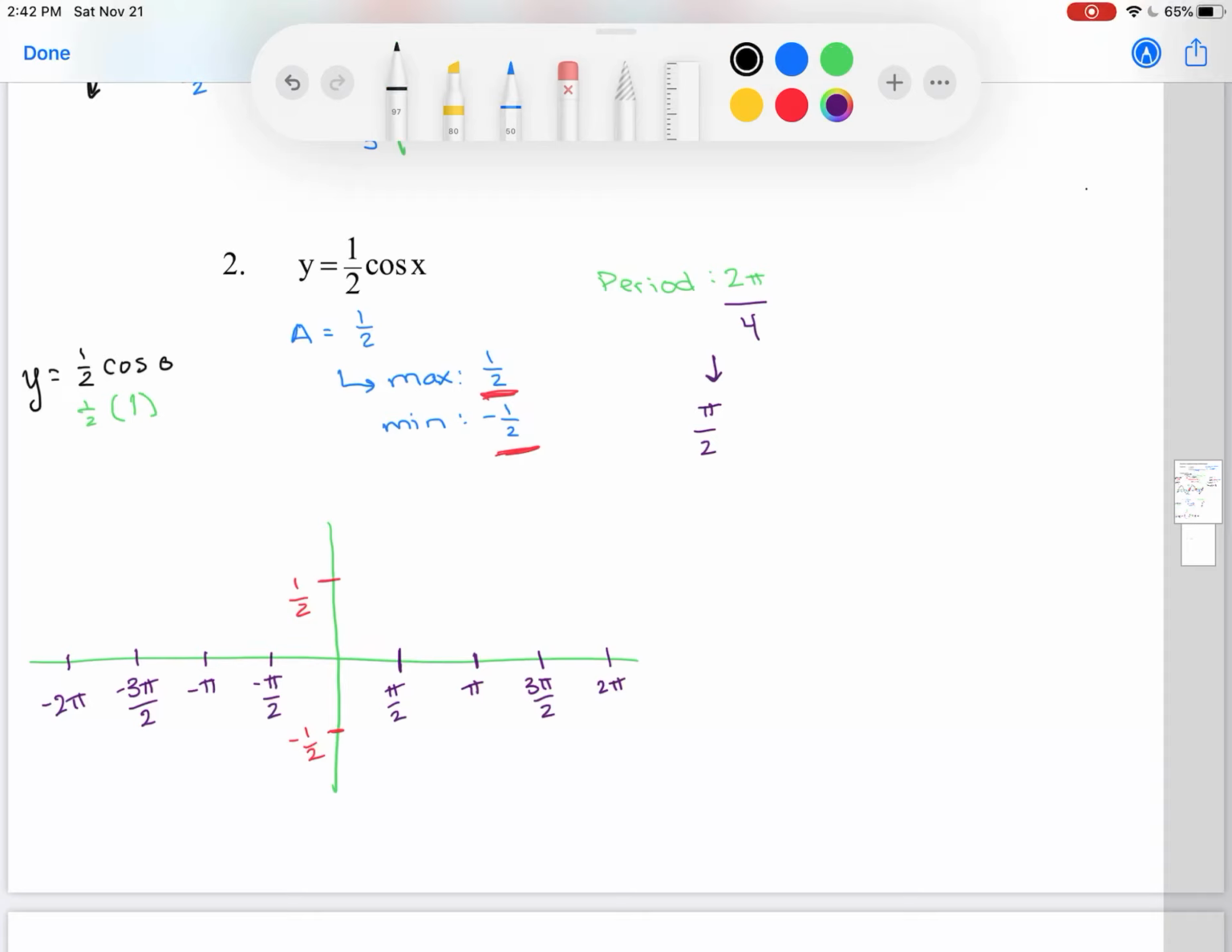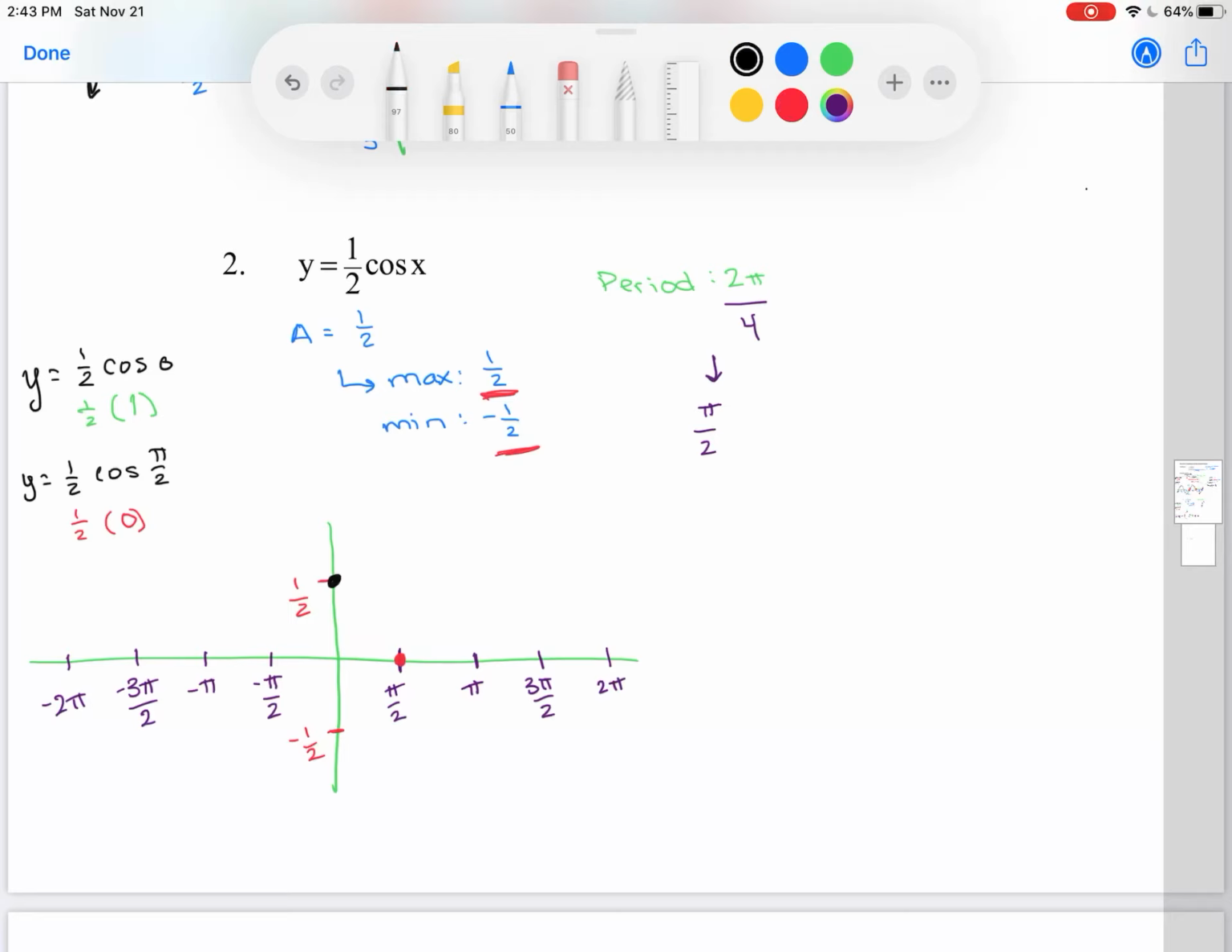So let's go ahead and make our function. Start with 0. Well, if I plugged in a 0 for my x this time, I know that my cosine at 0 is going to be 1, but now I have to multiply that by 1/2. So my cosine at 0 is going to be positive 1/2.